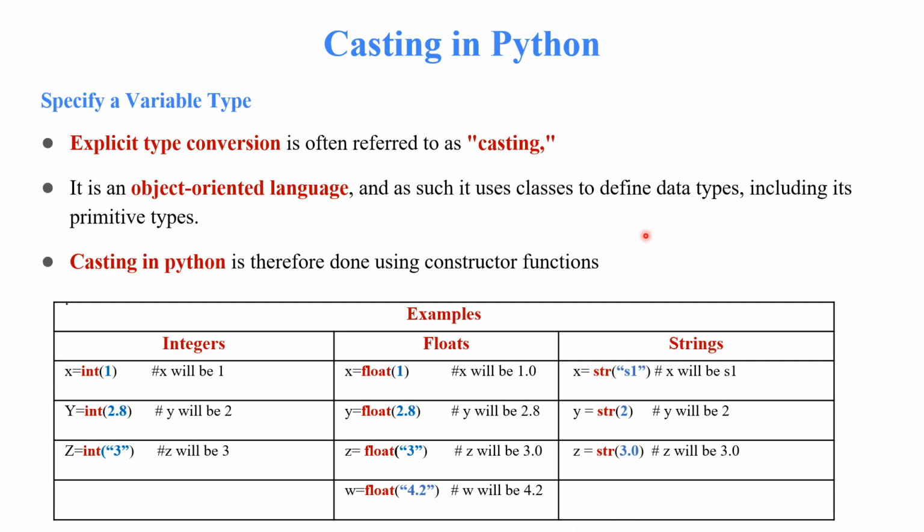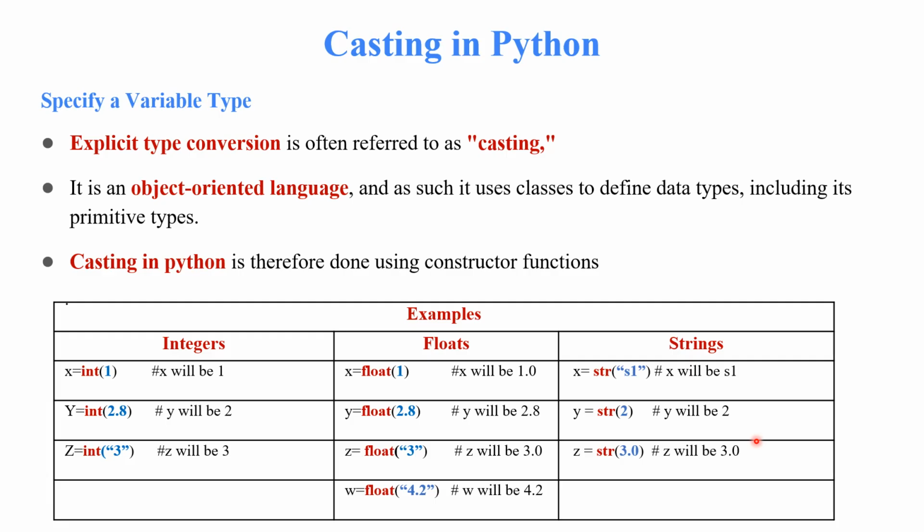The last part is strings. Here I'm using the str function in front of 1, 2 and 3.0. So all these 1, 2 and 3.0 will be converted to string.